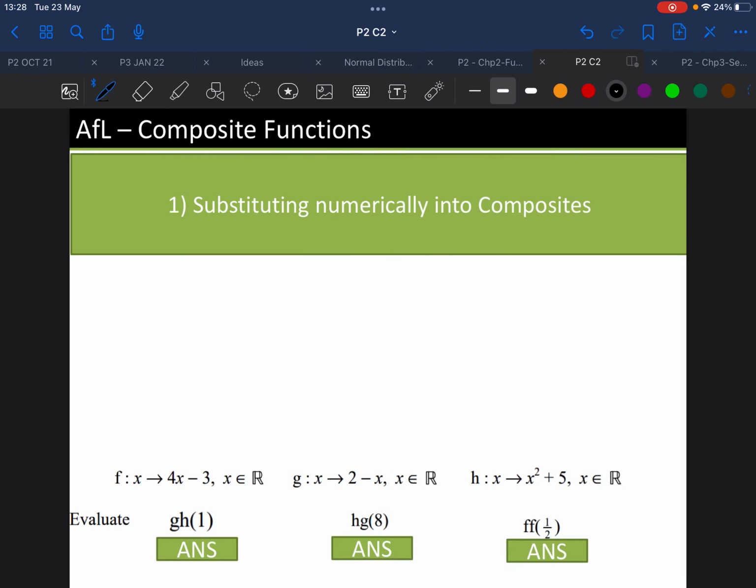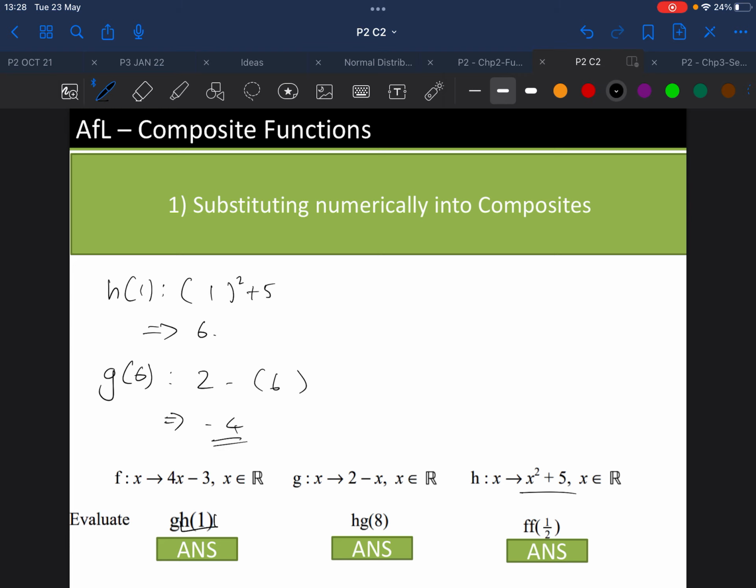So what we've seen so far is putting in numbers. For example, if it says h of 1 there, what you should do is take the h rule and find h of 1 first. So something squared plus 5, and the something is a 1. What do you get? You get 1 squared, which is 1, plus 5, so you get 6. And now you're going to put that 6 result inside the g function. So 2 minus 6, which is minus 4.